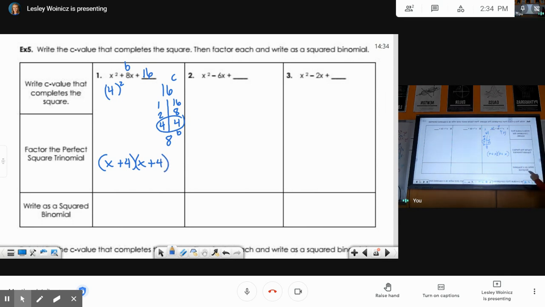Now, for the last step, I'll give you a hint. If I have 5 times 5, isn't that just 5 squared? Yeah, so that's what we're going to do. Instead of writing it as x plus 4 times x plus 4, we're writing it as x plus 4 squared. Now we're done.